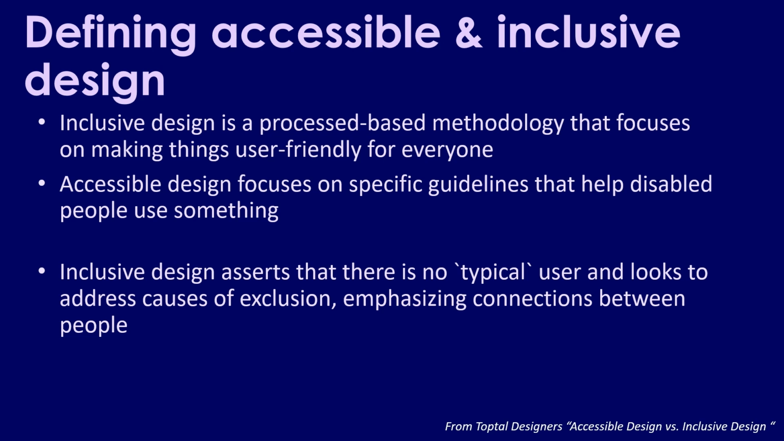Inclusive design asserts that there is no typical user. It looks to address the root causes of exclusion, and it emphasizes the connections between people. So inclusive design says there's no normal. It isn't normal people and disabled people, but rather many different types of people have many levels of ability, and how do we make designs that welcome the most people to engage with them? And the benefit of that is increasing the connections between people, and improving the designs overall for everyone.